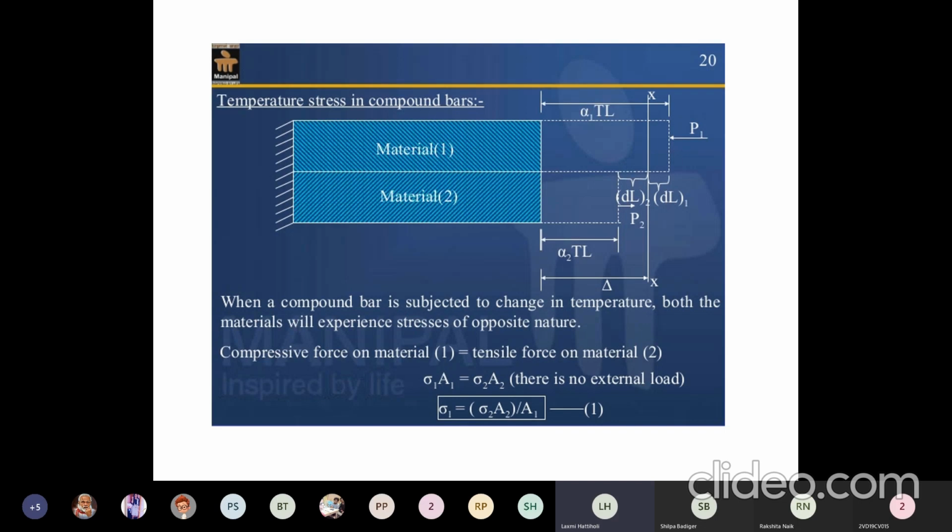Right? Sigma 1 A1 is equal to sigma 2 A2. Now I can write this equation, which is used in your numerical examples. Please do remember this: sigma 1 A1 is equal to sigma 2 A2. From this you can take either sigma 1 outside or sigma 2 outside. It is left to you. If I take sigma 1 outside, it is sigma 2 A2 divided by A1. However you want, you can change it.